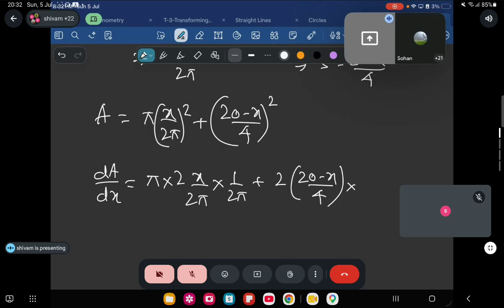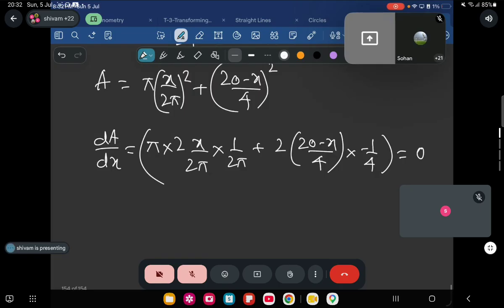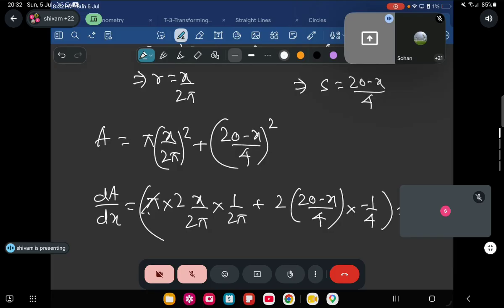What is the coefficient of x? Minus 1 by 4. Right, tell me, everyone. Anyone having any doubt, you can ask me. Okay, we need to put it equal to 0, and from here we have to get the value of x. Sir, here only I made a mistake. I wrote minus 1 instead of minus 1 by 4. So over here, what is the value of x we are getting? There are too many things that will get cancelled. Pi gets cancelled. 2 gets cancelled.